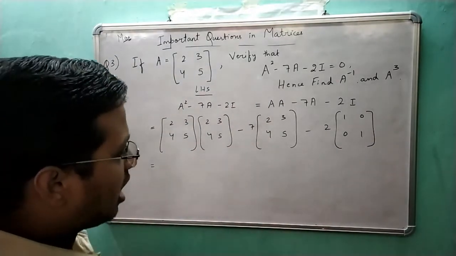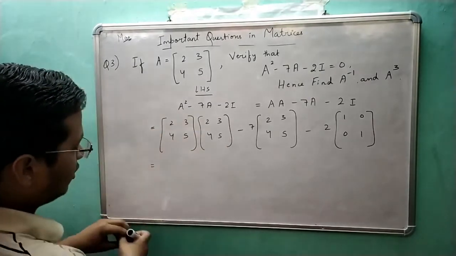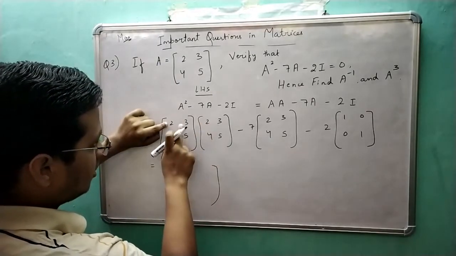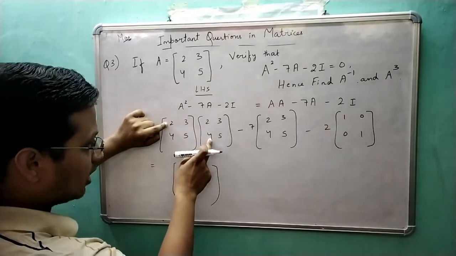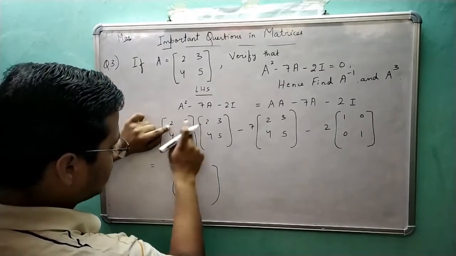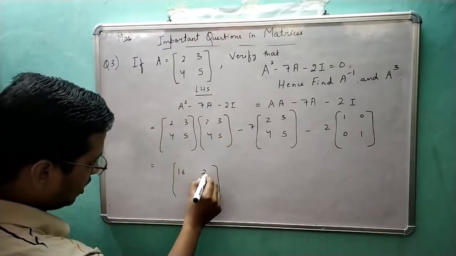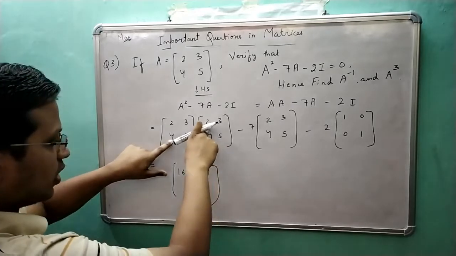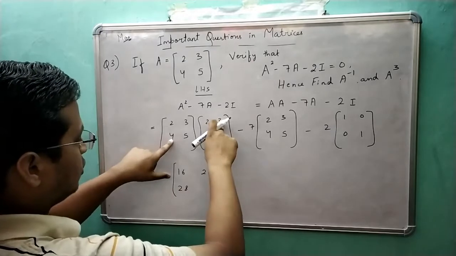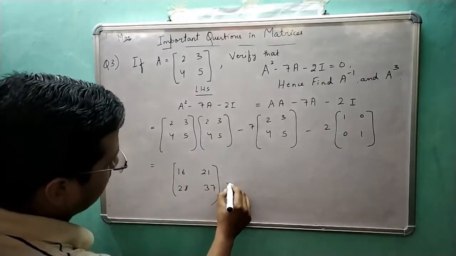So let's multiply. How were we multiplying? First row with first column will give us the first element. So 2 into 2, 4, plus 3 into 4, 12. So 4 plus 12, 16. 2 into 3 is 6, plus 15, 21. 4 into 2, 8, plus 20, 28. 4 into 3, 12, plus 25, 37.